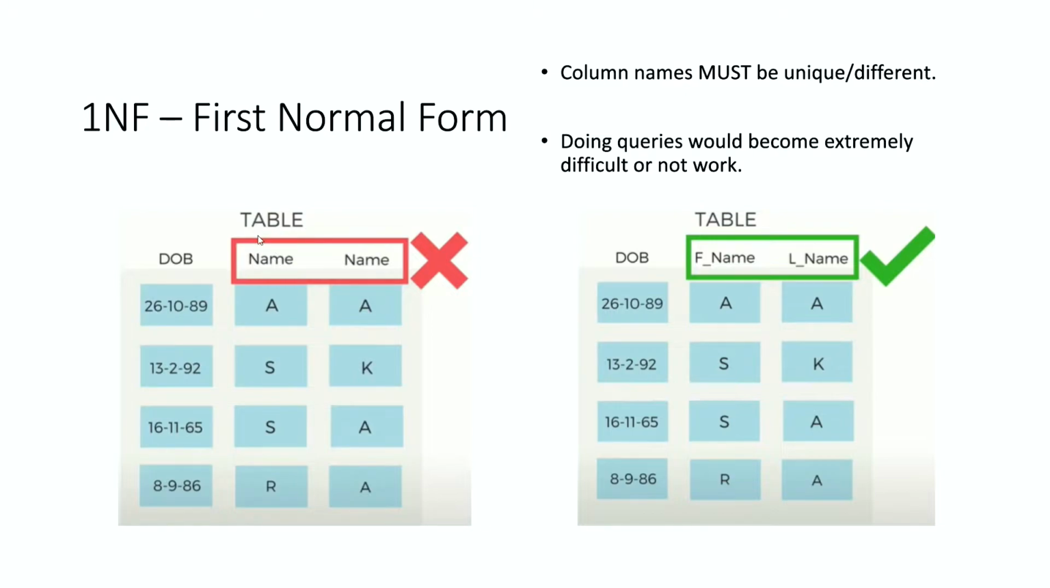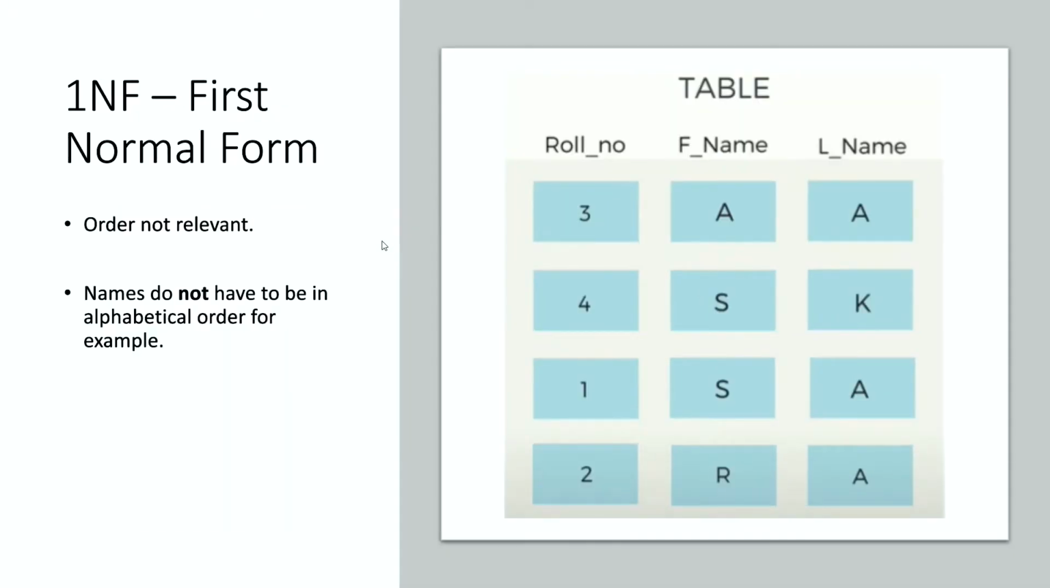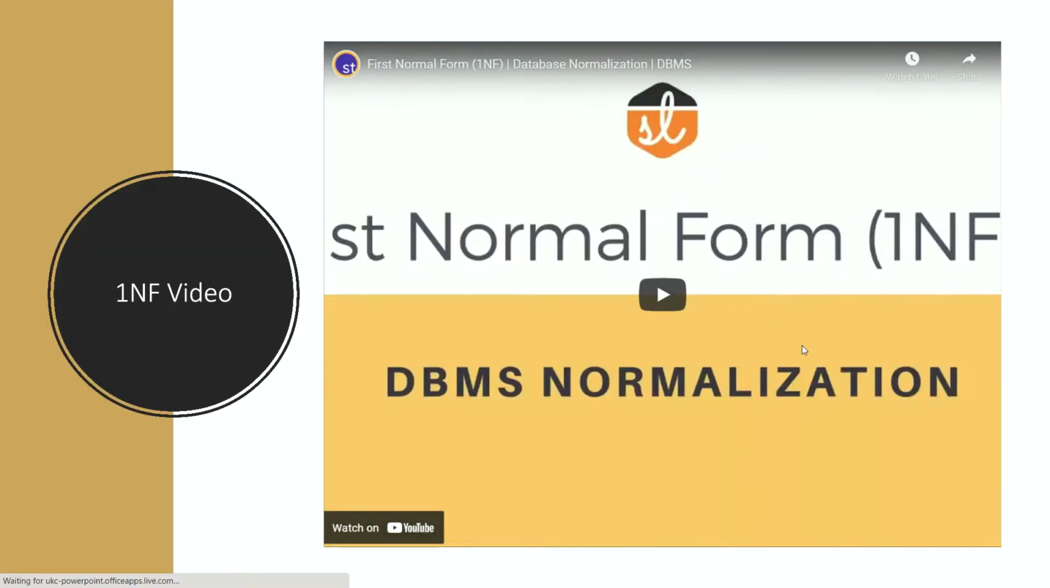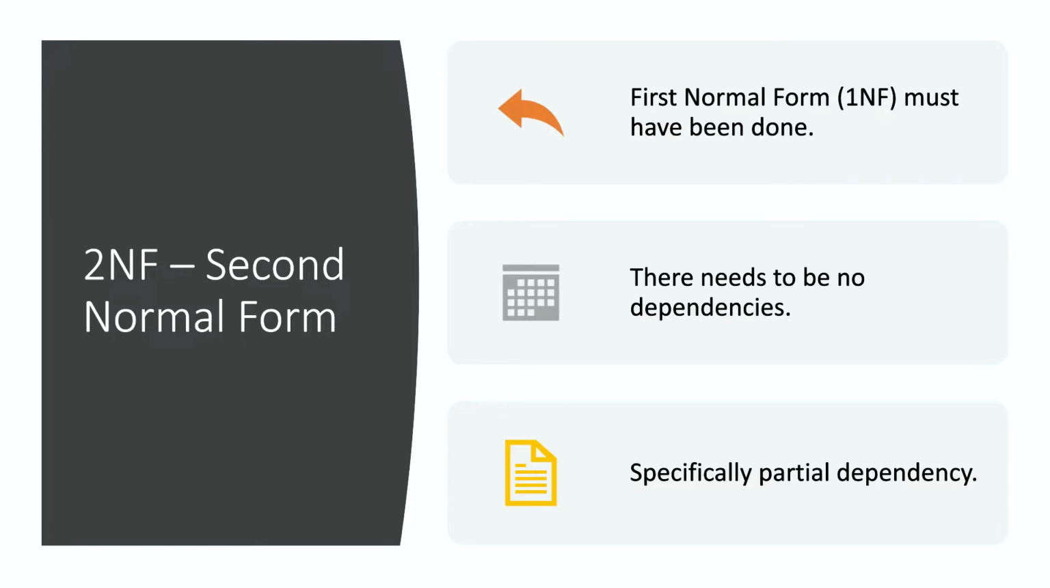So we can never have two columns in the same table with the same name. So as you can see here, we have first name again, and maybe we could have first name again. Not a good idea. Next, we have order is not relevant. So it doesn't matter if we go in ascending order, descending order. If we have A, B, C, X, Y, M, it really doesn't matter. It's just put the information in the correct way. And here's a video on first normal form as well. This is another YouTuber's video. It's a very good explanation again.